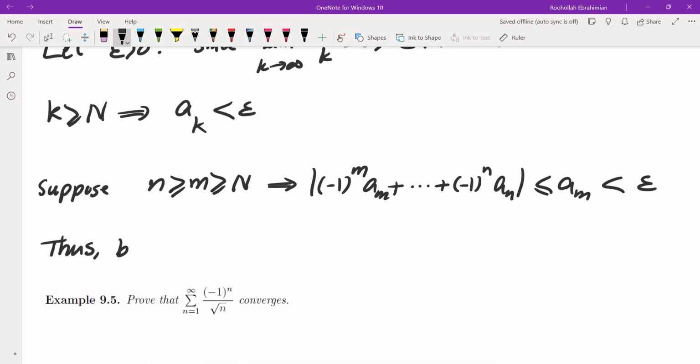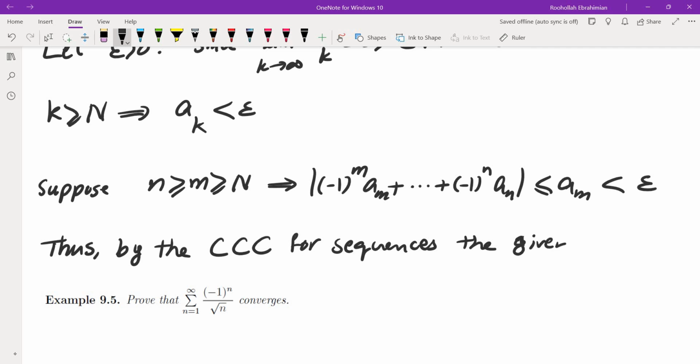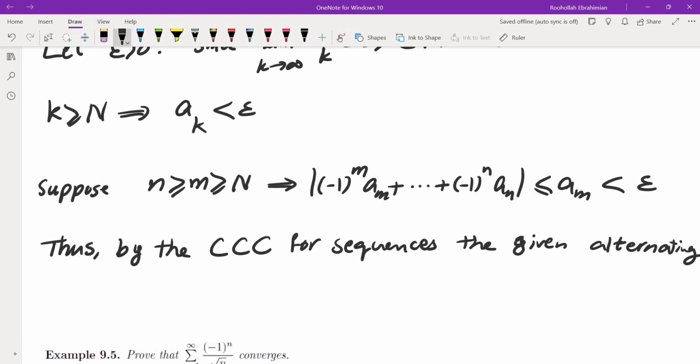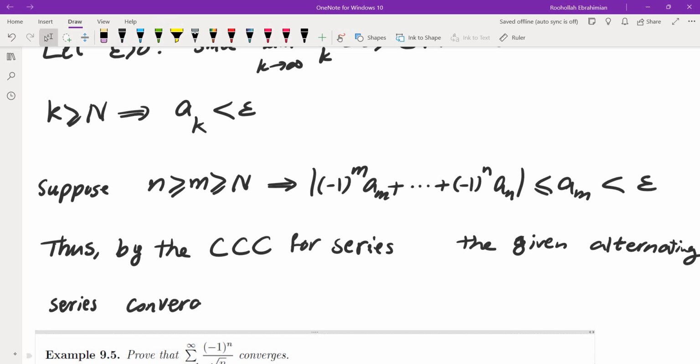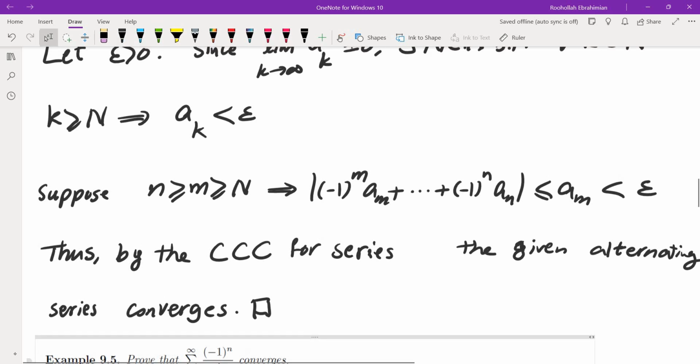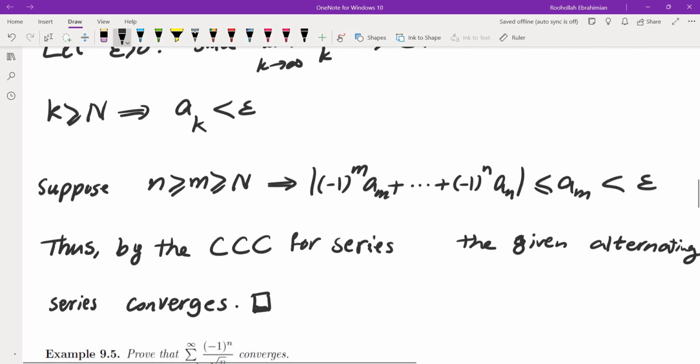Thus, by the Cauchy convergence criterion for series, not sequences, I'm sorry, the given alternating series converges. So that completes the proof.